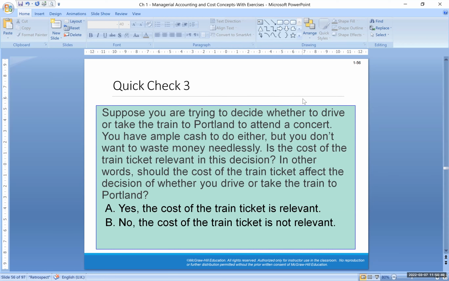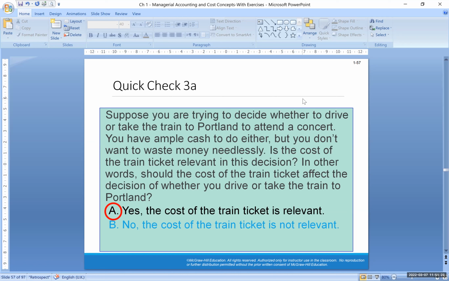Suppose you are trying to decide whether to drive or to take a train to Portland to attend a concert. You have ample cash to do either, but you don't want to waste money needlessly. Is the cost of the train ticket relevant for this decision? In other words, should the cost of the train ticket affect the decision of whether you drive or take a train to Portland? Definitely, yes, it is relevant.